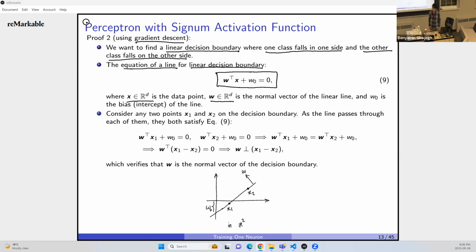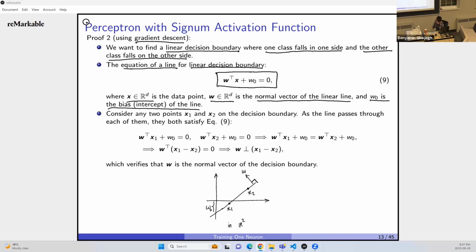Do you agree? By the way, when W was a scalar, it was Wx plus something in high school, and W showed the slope. Here, when it has multiple dimensions, W is a normal vector. You can also see the normal vector as a kind of slope, because when you change the slope of this line or hyperplane, the normal vector also changes. Why is it called normal? Because it's orthogonal to the line. And W0 is the bias, also called the intercept of the line.